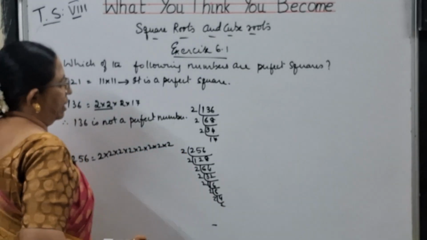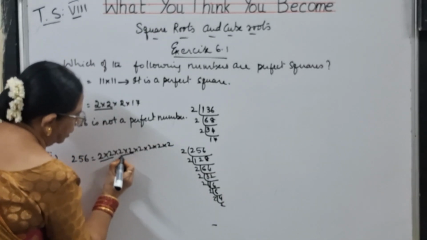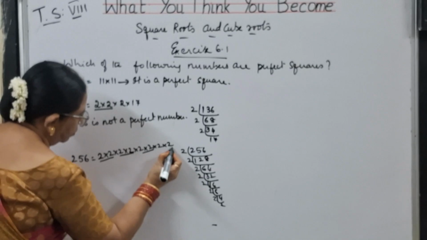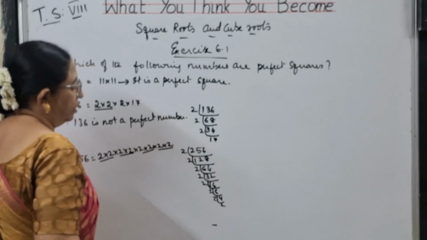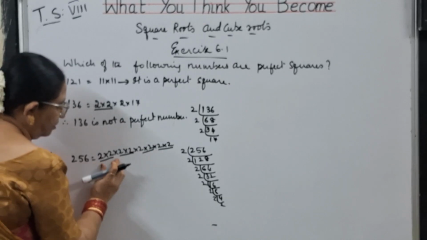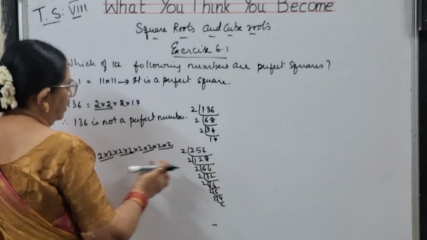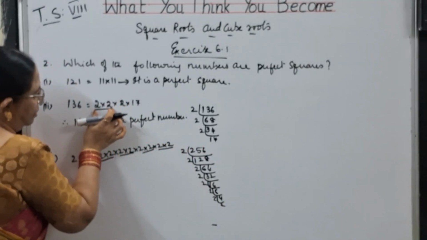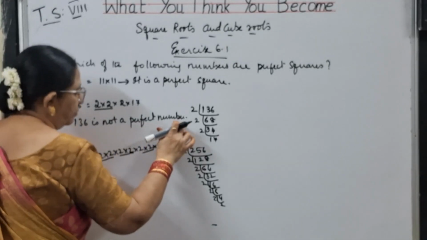Can we make them as groups? Let us see. These two can be made as one group. This can be one group. This can be one group. This can be one group. Do you have any number extra? No. So you can convert 256 as the factors of same numbers. No number is extra. Here you can make this as a group, but you cannot make this as a group, so it is not a perfect square.